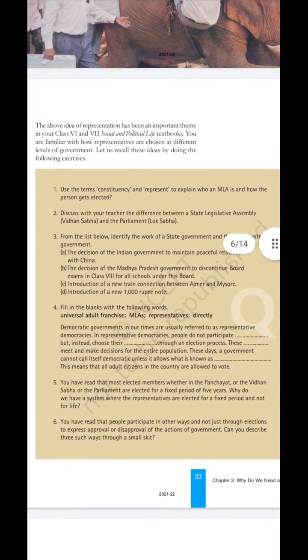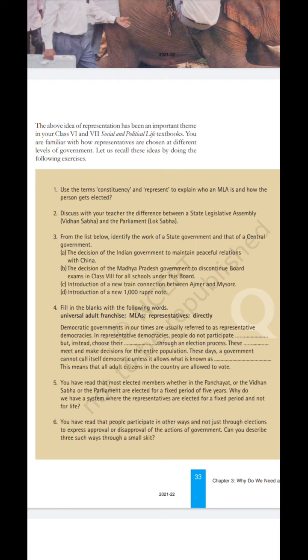The above idea of representation has been an important theme in your class 6 and 7 social and political life textbooks. You are familiar with how representatives are chosen at different levels of government. Let us recall these ideas by doing the following exercises. Use the terms constituency and represent to explain who an MLA is and how the person gets elected. Discuss with your teacher the difference between a state legislative assembly, Vidhan Sabha, and the parliament, Lok Sabha.